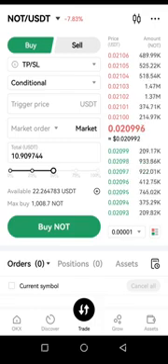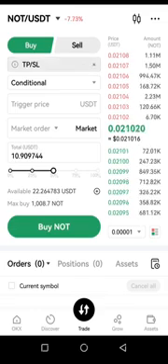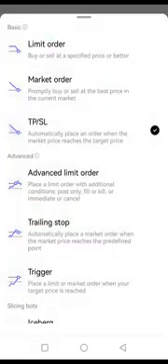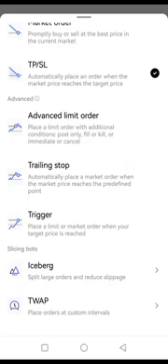This is basically what you need to know about the orders. We have the three types of major orders here: the limit order, the market order, and the take profit and stop loss. This is what you need to know about the market order.